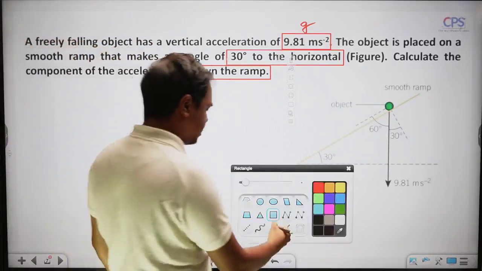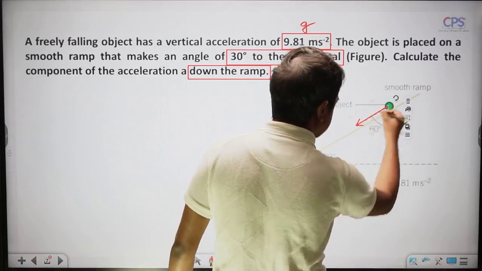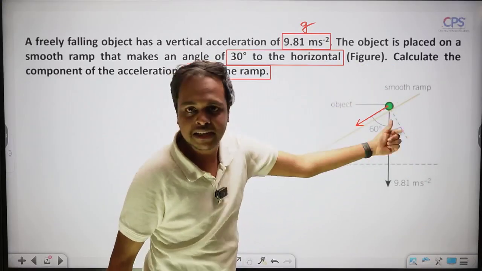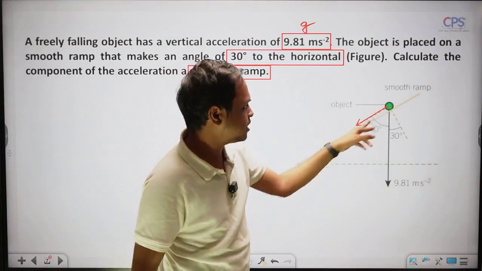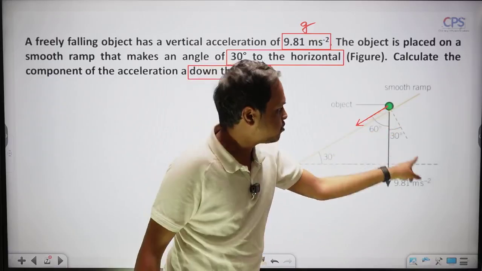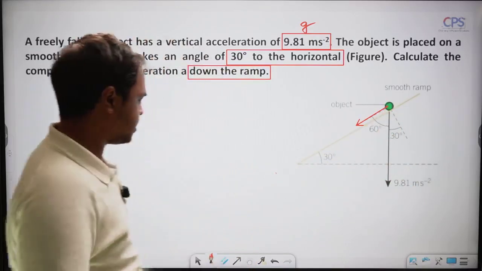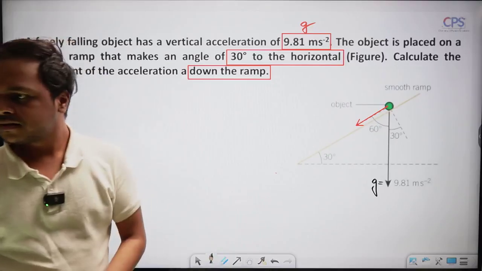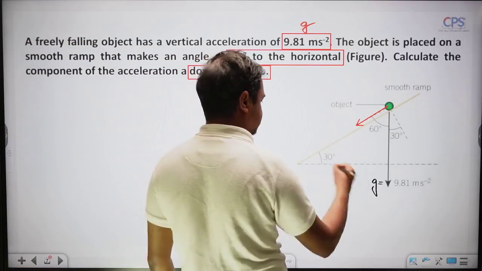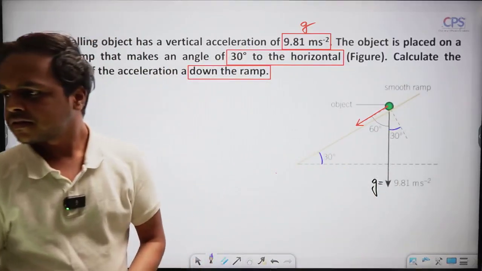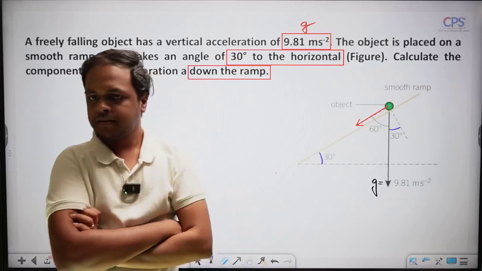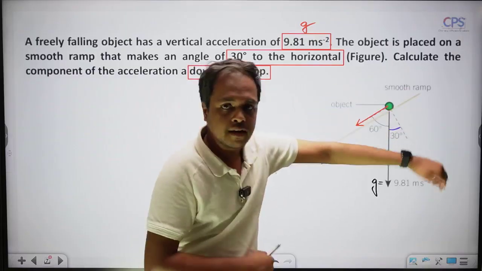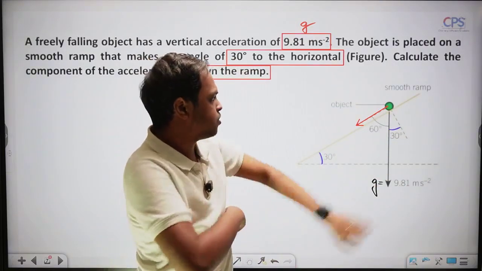The component down the ramp is this one. This one is down the ramp, and this other one we shouldn't draw because it's not asked here. They asked us about this downward one. If we drew this one, it would be perpendicular to the ramp, not down the ramp. So that's very easy. This one is g, 9.81 meter per second square. This is 30, so this one is 30, of course. And this one is not adjacent to 30, it is the perpendicular portion, but it's not asked here. So we have to get this one.